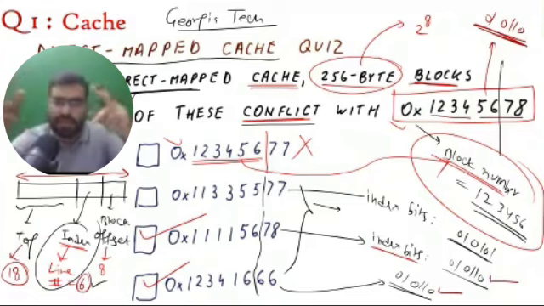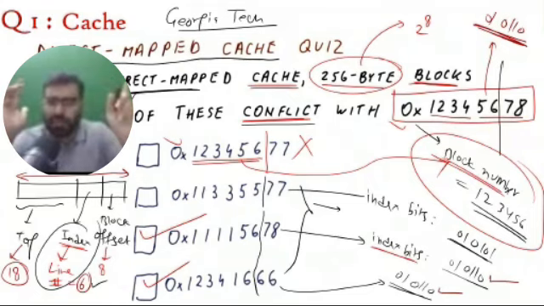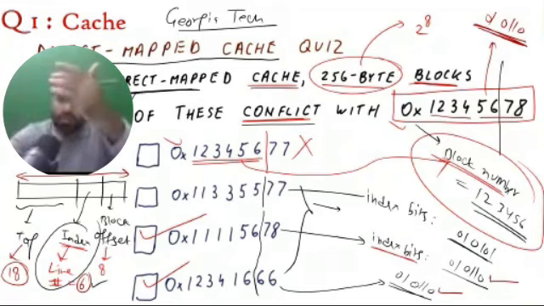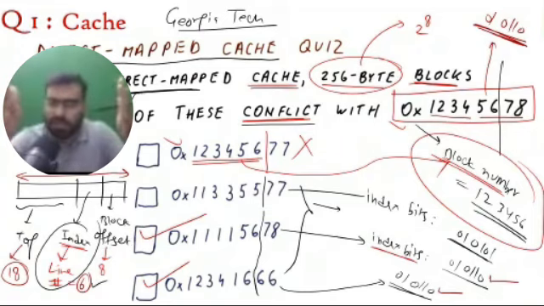Because when you access either the address given in the question or the address given in option A, if the CPU generates either of them, the same block will come from the main memory to the cache memory. So these two addresses will never conflict. And you can see option B will not conflict, because the address in option B belongs to a different block, so that will go to a different line.